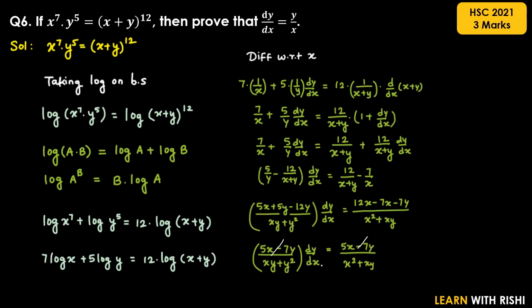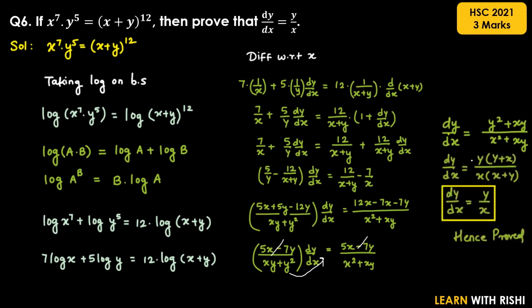So dy by dx is equal to x square plus y square upon y square plus xy upon x square plus xy. So here we'll take y common, so it will be y into x plus y. Here we will take x common, x into x plus y. Again, y plus x and x plus y will get cancelled. The final answer will be y by x, which we have to prove. So hence proved.